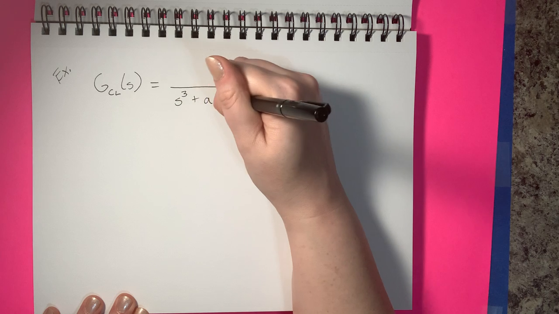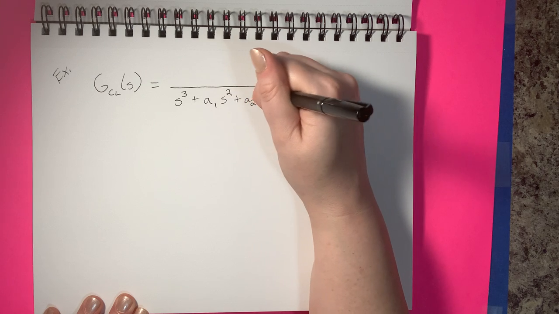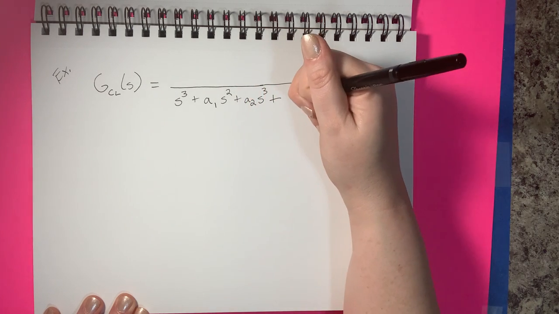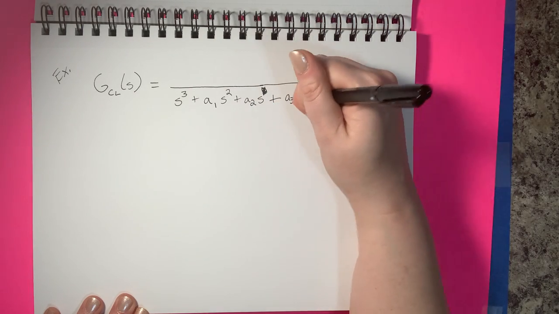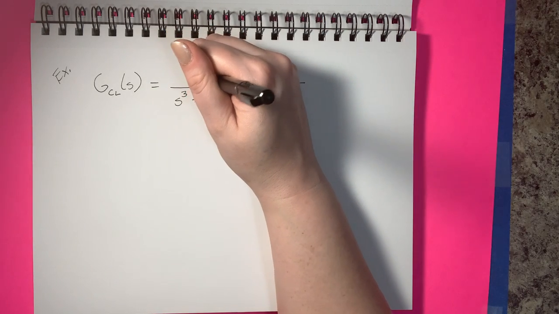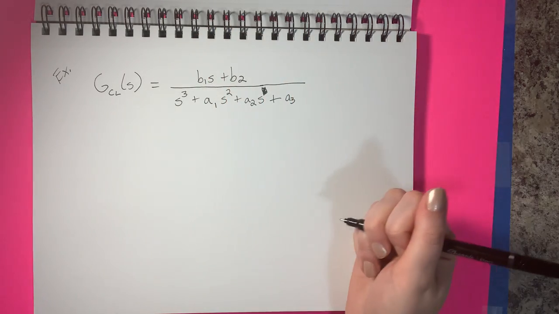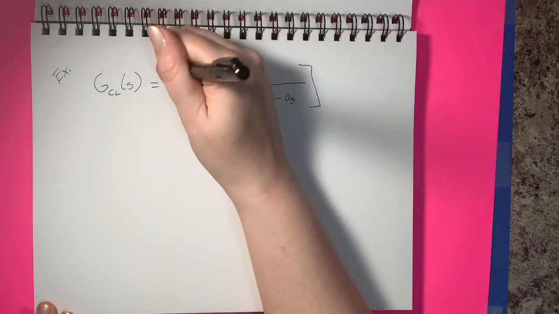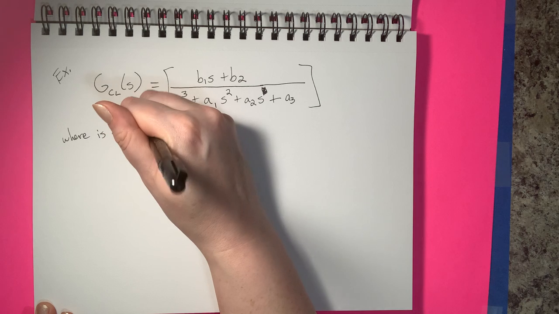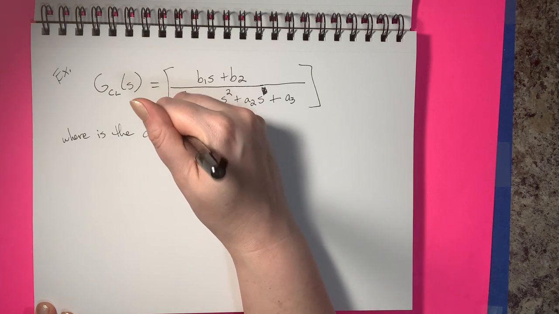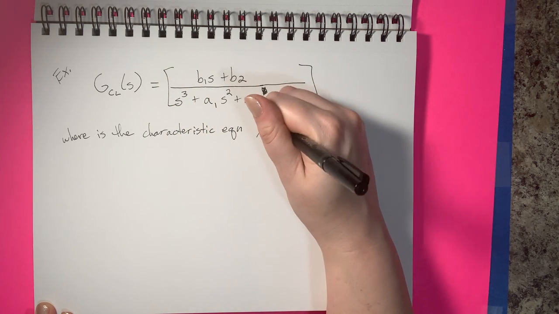And let's say that we have a1s squared plus a2s cubed, cubed is over here. All right, a3, and then on the top we'll have b1s plus b2. Okay, so here is our transfer function. All right, so where is the characteristic equation or how is it formed?